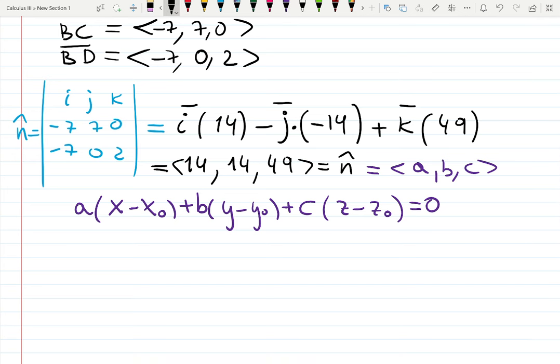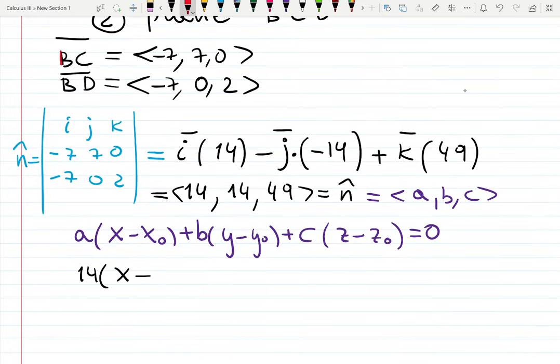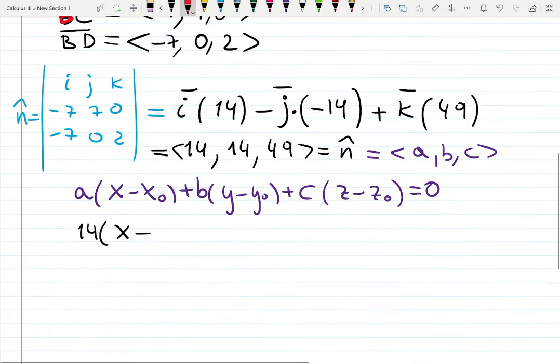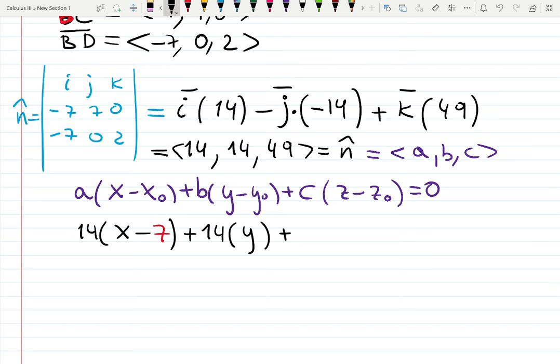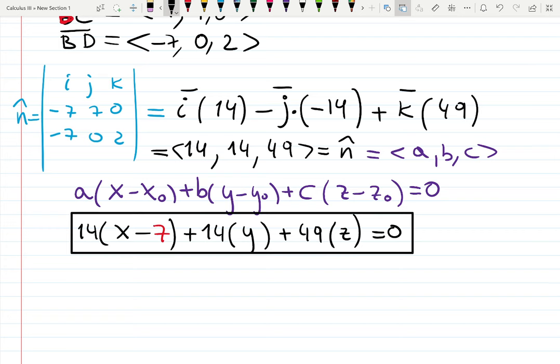The equation becomes 14(x minus, let's choose B. Any point will work, but B, I kind of like that. So I don't remember it, that's the problem. B is 7, 0, 0. So 7 is here) plus 14(y minus 0) plus 49(z minus 0) equals 0. That is the finished equation of the plane through 3 points.